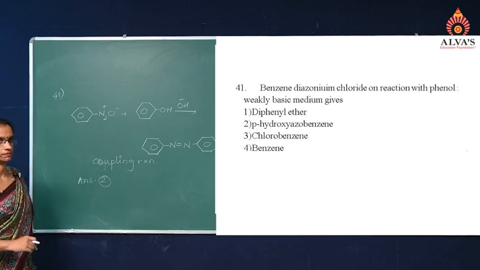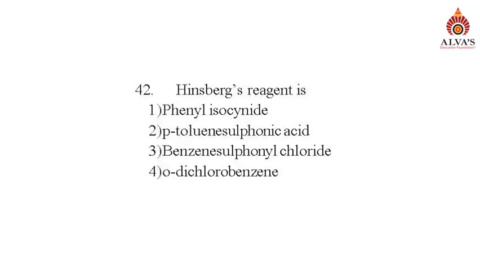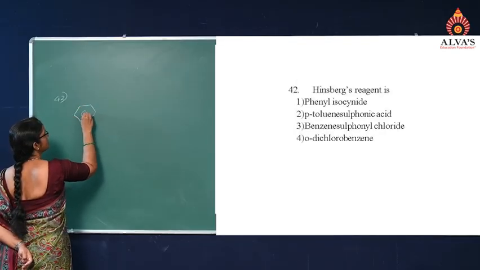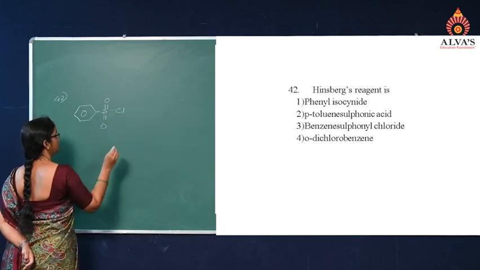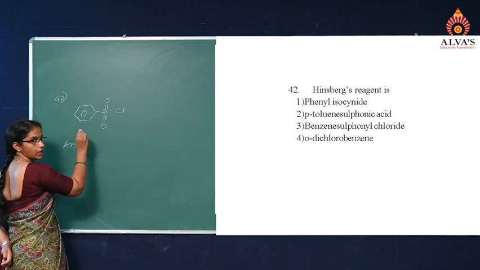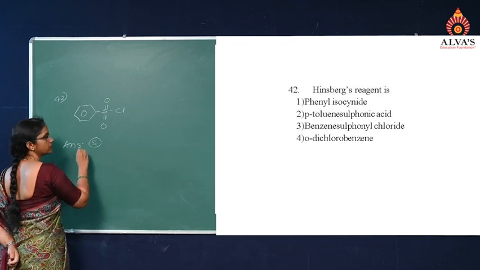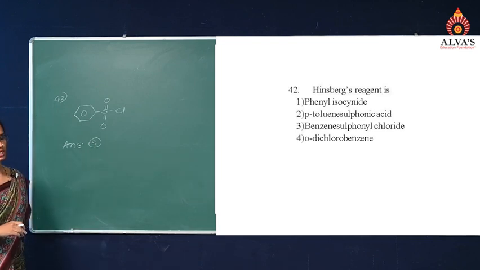Question number 42. Hinsberg reagent is. Now, Hinsberg reagent is one of the reagents used for distinguishing between primary, secondary and tertiary amines, and Hinsberg reagent is nothing but benzene sulfonyl chloride. So, the answer is option 3, that is benzene sulfonyl chloride.